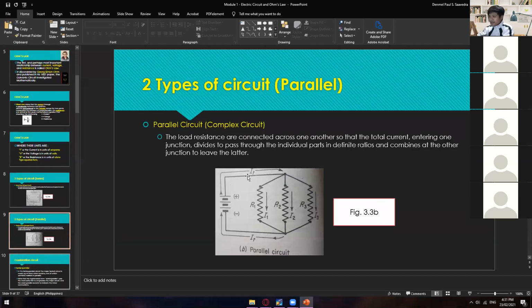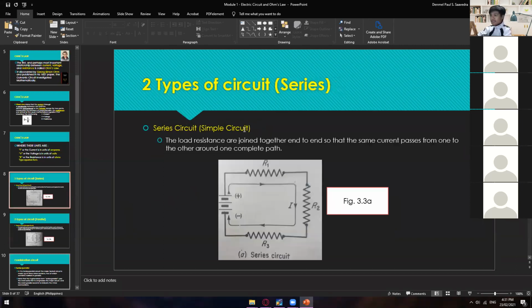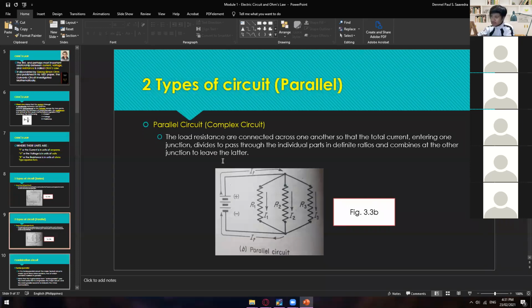And for our parallel circuit, that is where our current is divided into two or more. As you can see right here, it's series up to this node, but once it reaches this node, it will be divided into three. Some current will go here, some will also go here, and some will also go here. If that is the case, then that is already a parallel circuit. Sometimes you call this one a complex circuit, and the other one a simple circuit. When we say simple, it's a series connection. When we say complex, it's a parallel connection.